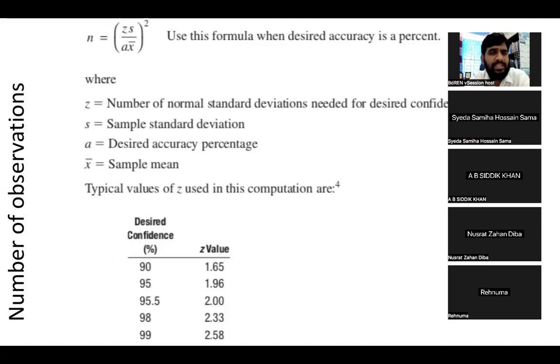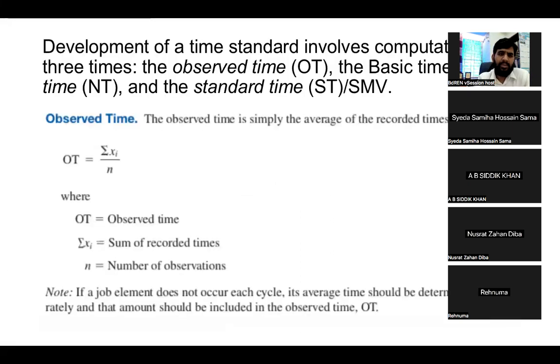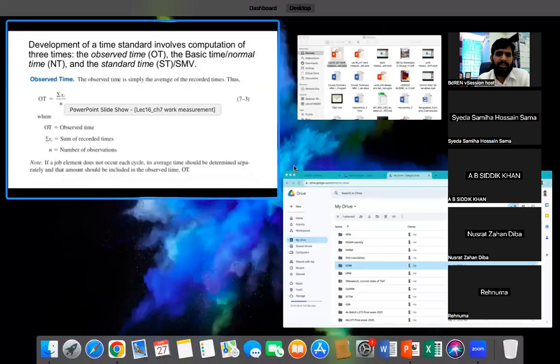Yes, Z, sir. Z means your level of confidence. If you are 90% confident, it is 1.65. If you are, what else?